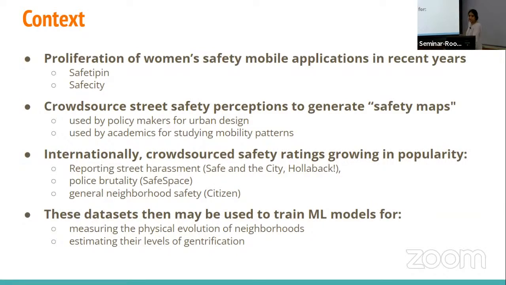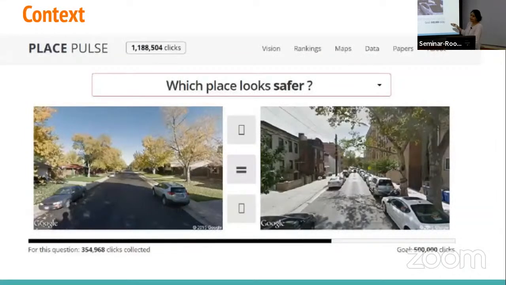This is actually being utilized. And of course, creating large-scale maps of urban safety. So I'm going to show you a couple of examples. This is how it started for me.